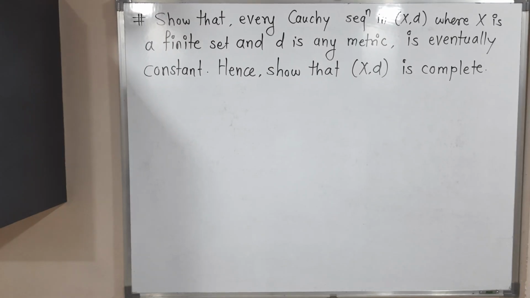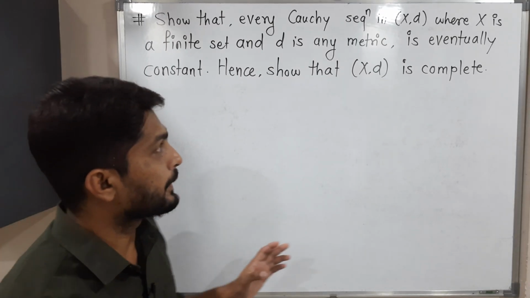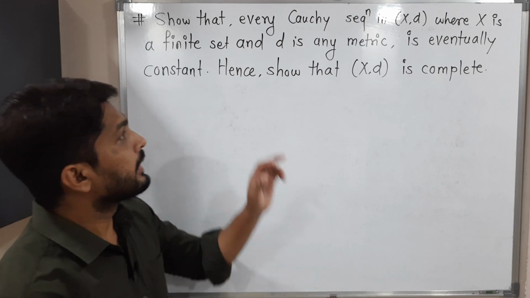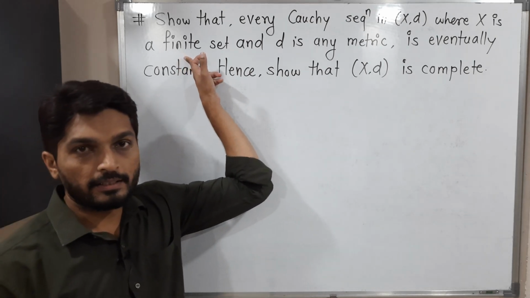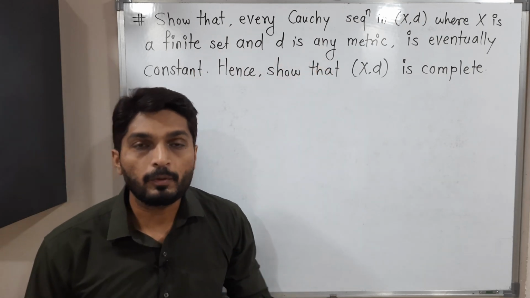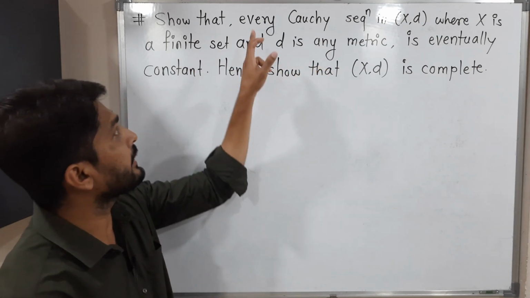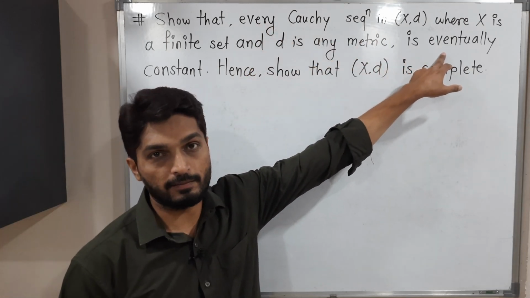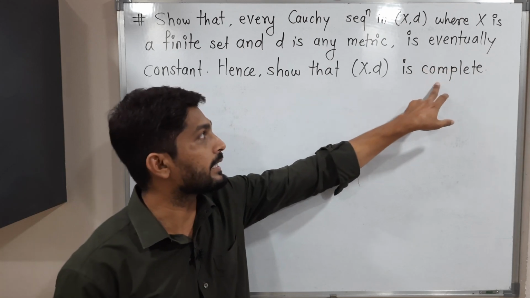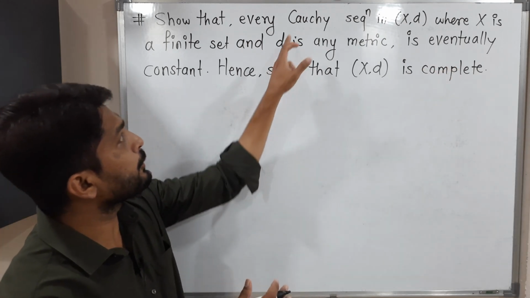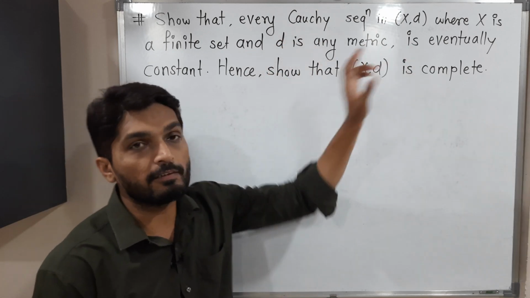Hi everyone, in this video we are going to discuss this example. We have a metric space (X, d). X is a finite set having a finite number of elements and d is any metric. What we have to prove? We have to prove that every Cauchy sequence is an eventually constant sequence, and after that we have to prove (X, d) is complete. So let us start to discuss how to prove every Cauchy sequence is eventually constant.